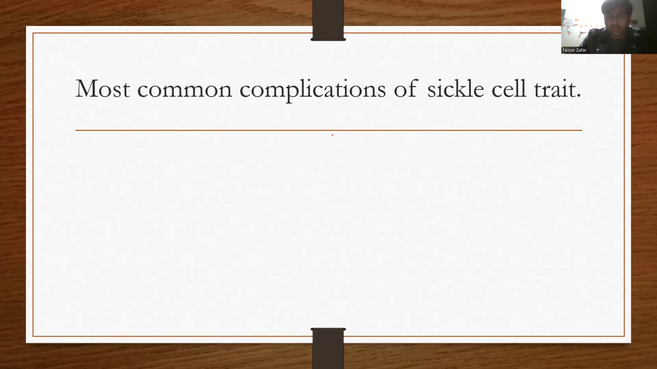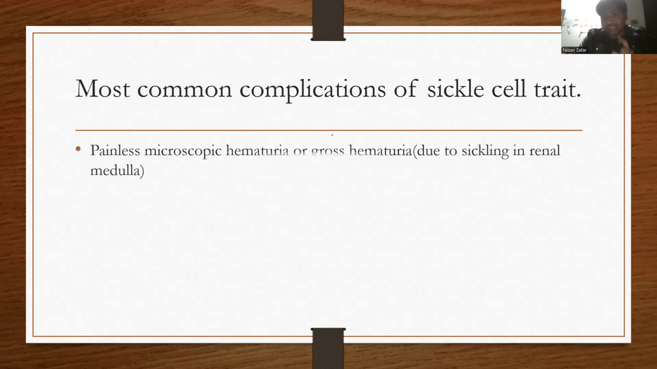The most common complication of sickle cell trait is painless hematuria, gross hematuria. This is sickle cell trait, not a disease. So sickle cell trait causes painless microscopic or gross hematuria. Sickle cell disorder has other types of complications. Remember, this is sickle cell trait.